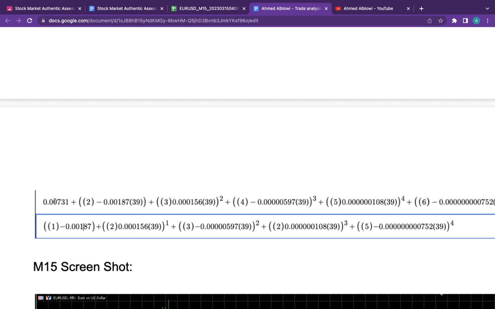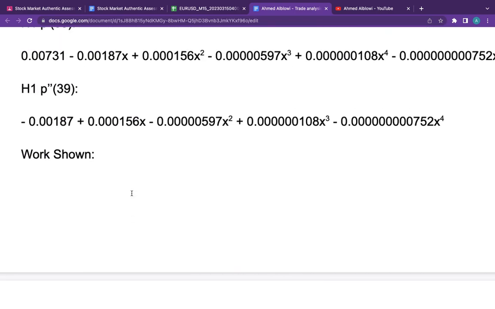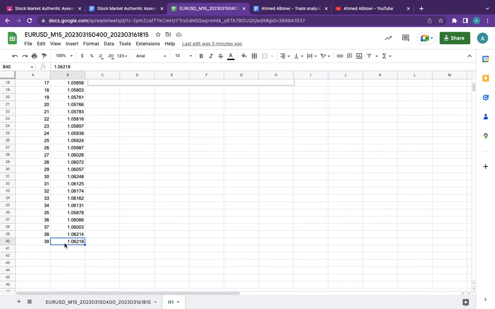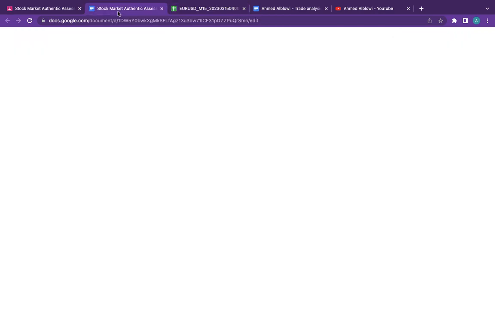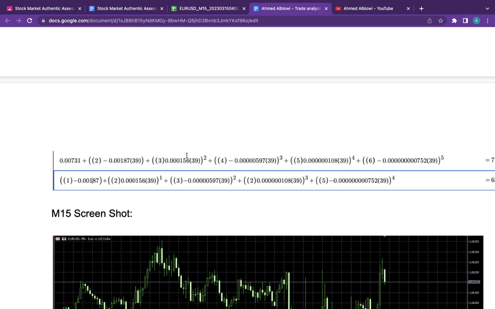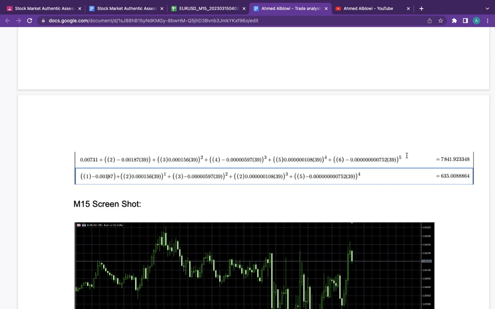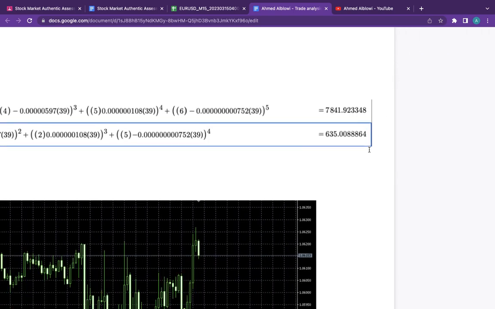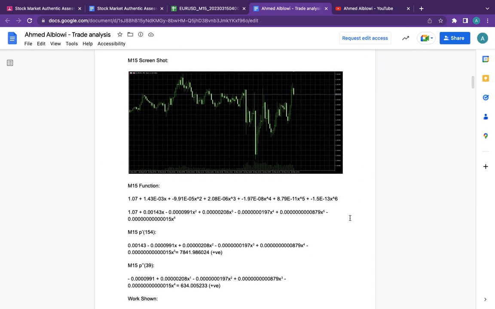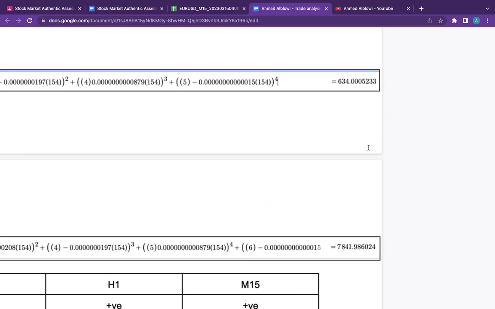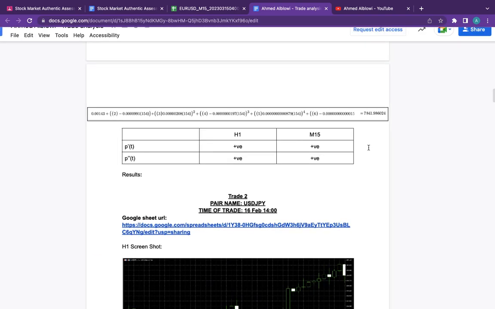So 0.00731 multiplied by 2, and so on and so forth. The 39 is what we replace for the x. So we look at how many numbers we have on our chart, and it's 39. So it's 39 calculations, and you multiply that by 39. After that, you take the second derivative of M15, and then you move on. For these two examples, you can check the work, they're both positive, and that's a great indicator that it's going up so far. And then you do the same with M15, same process. It's positive, positive again, take them together, and then you add them.